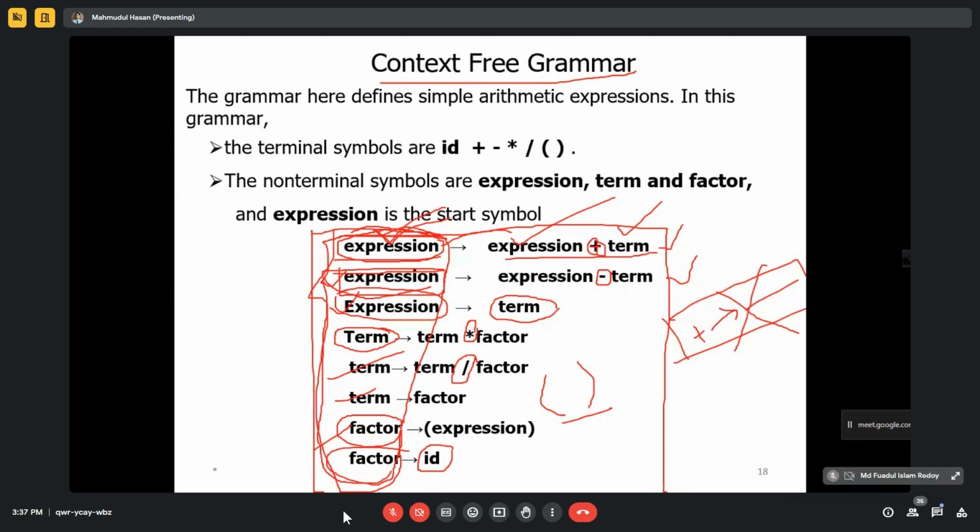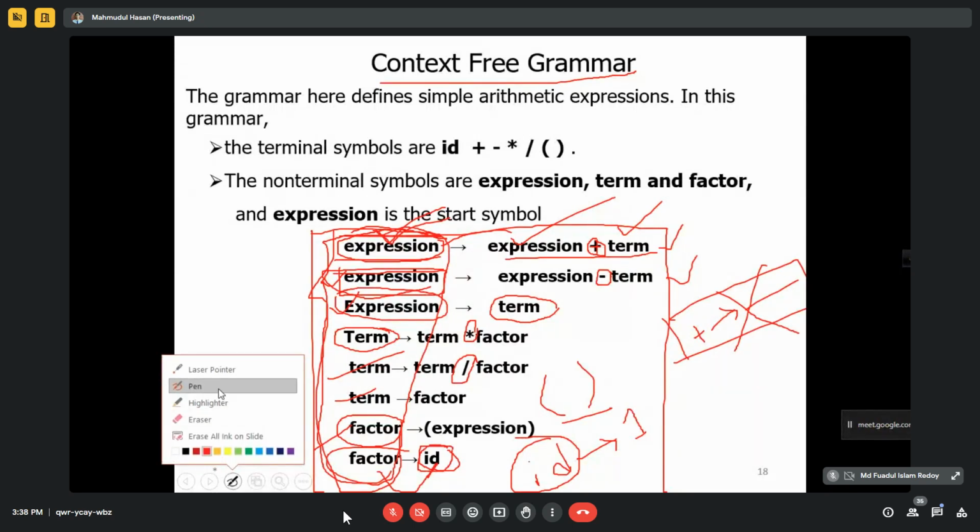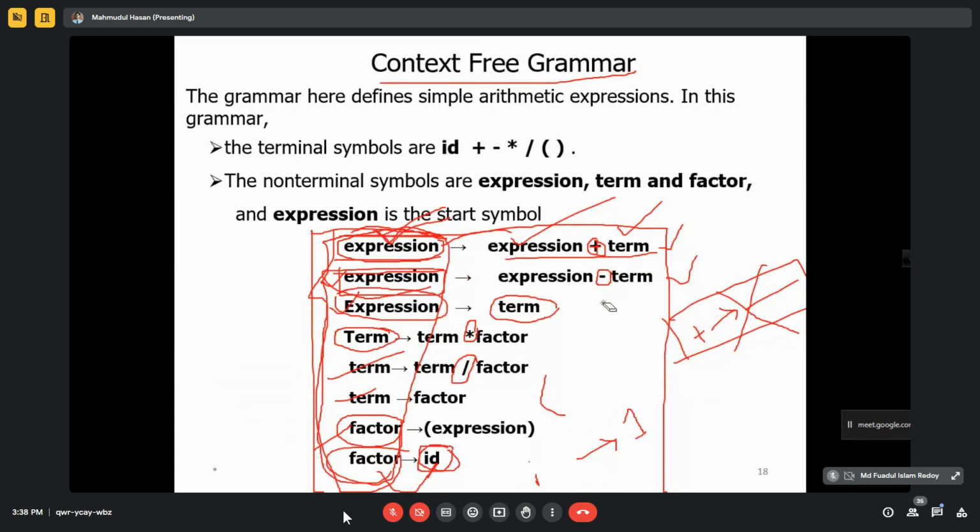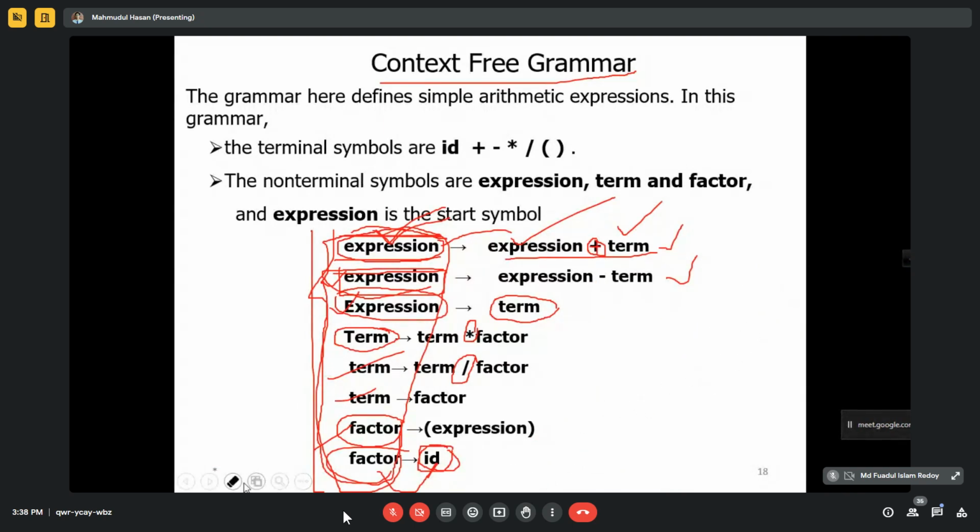Because you can go factor to ID, but you cannot go from ID to anywhere. Suppose like this one, that time ID would be non-terminal, because you can go ID to 1. But these types of production rule are not present in your grammar. That's why it is terminal. ID is terminal. Got it?